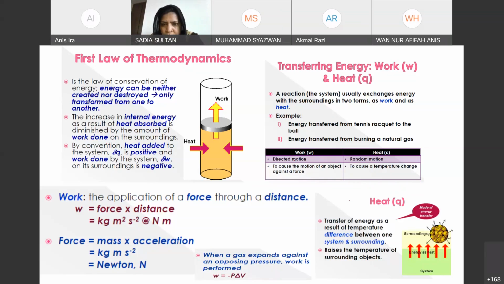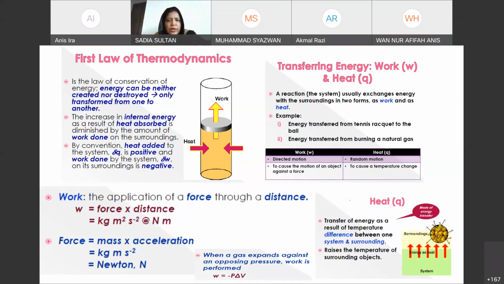So for directed motion to work, we have an object against a force, and random motion. So temperature change is random, right? This one is the same: transfer of energy as a result of temperature difference between one system and the surrounding. I ask you, why does your cup of tea become cool after some time? Because your surrounding temperature is less and the temperature of your cup is high. Because there is a difference of temperature, until the temperature becomes the same, or equilibrium, the heat will transfer.